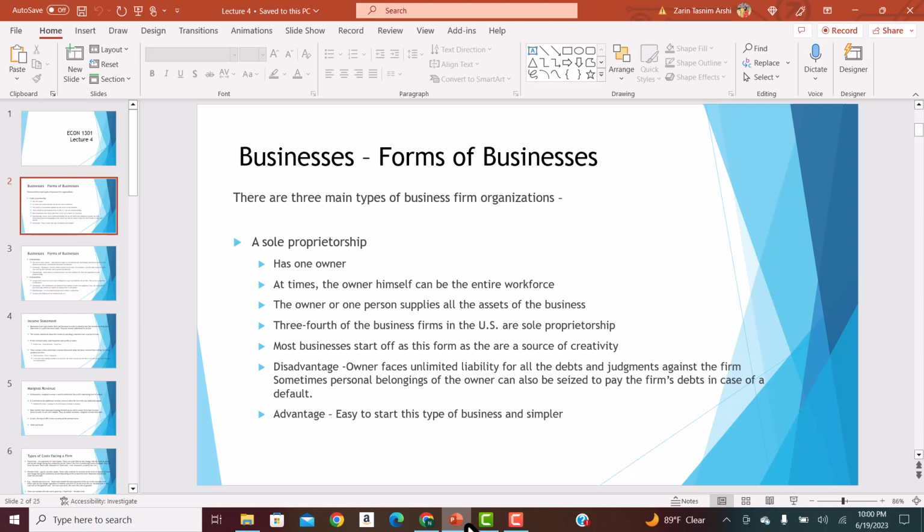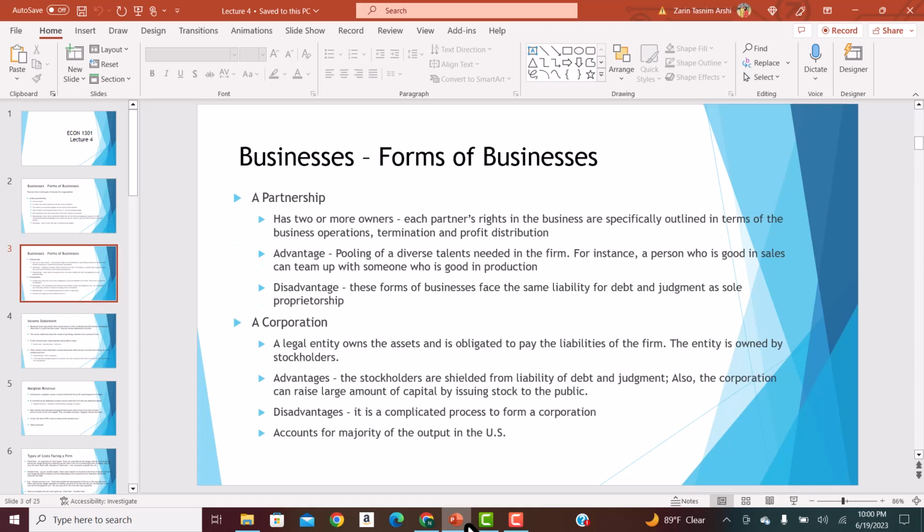because he's the sole owner of that business. Okay. Sometimes personal belongings of the owner can also be seized by the banks if the debts are in default. So that's one of the disadvantages of sole proprietorship.